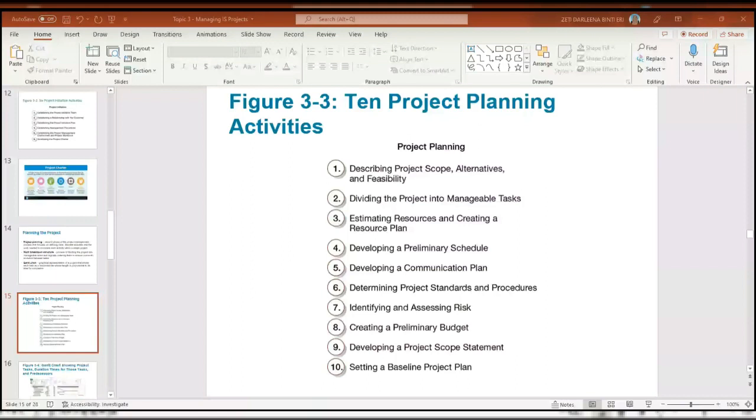Jadi sampai mana ya? Determining project standard, assessing risk, apply risk. Number 8, creating a preliminary budget. Number 9, developing a project scope statement. Scope ni penting dengan perkaitannya dengan work breakdown structure tadi tu ya. And then setting a baseline project plan. Baru set up the baseline project plan. So that is fasa kedua dan aktiviti dia.